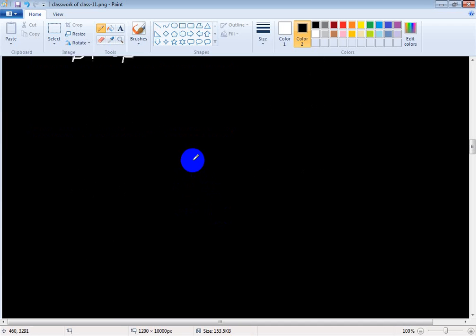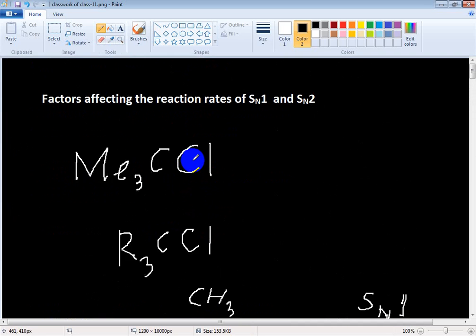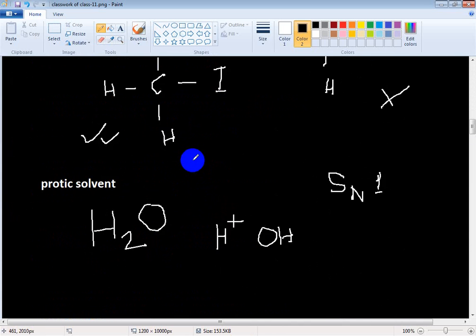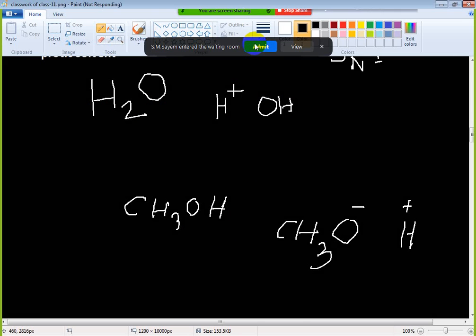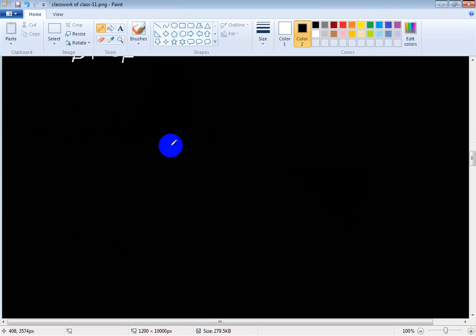Benzene structure. Okay, I should save this thing. Okay, look. What are the topics now?